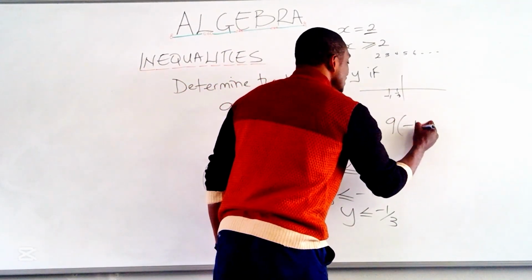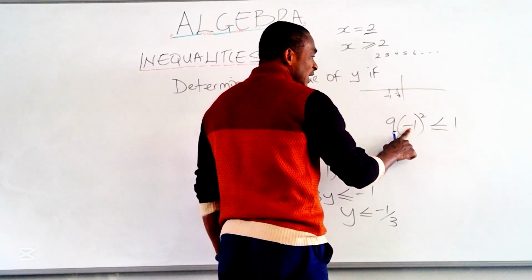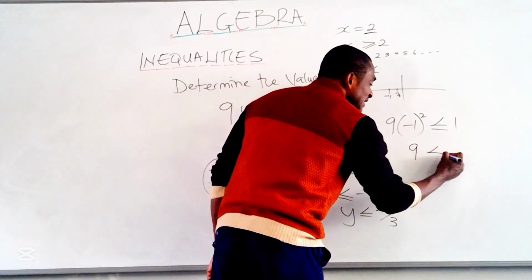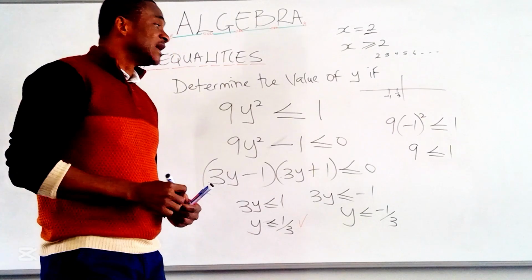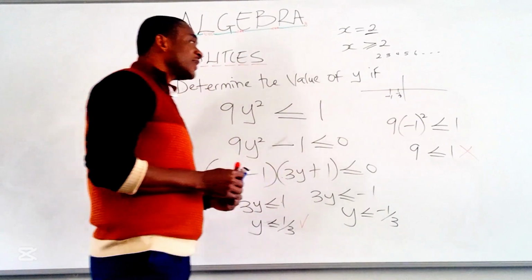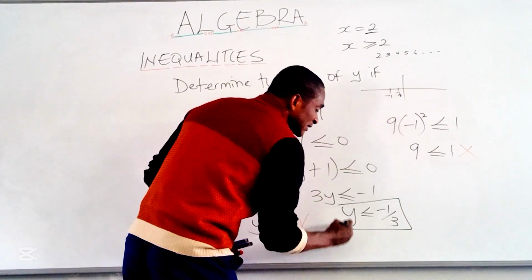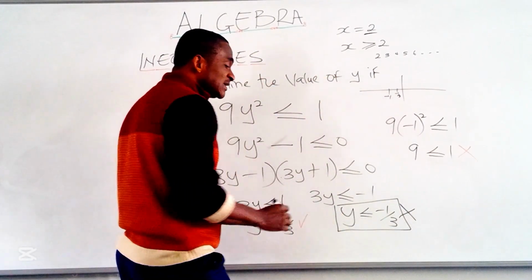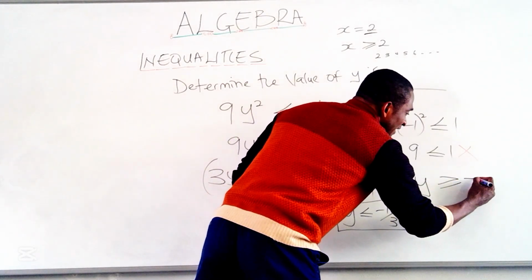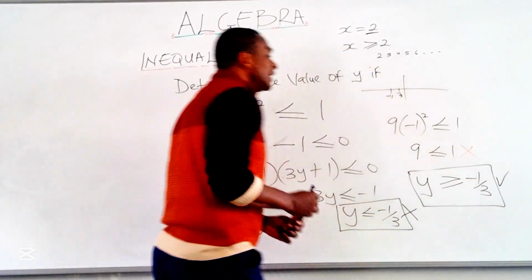If I have 9 into negative 1 all squared, is it less than 1? Negative 1 times negative 1 is 1, times 9 is 9. Is 9 less than 1? The answer is no. 9 is not less than 1, 9 is actually greater than 1. So we take this and we remove it because it's not valid, and we change the expression. y can also be greater than 1/3. So this becomes a valid expression.